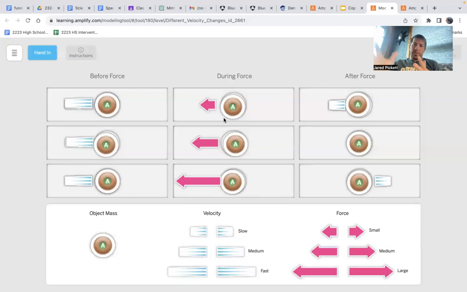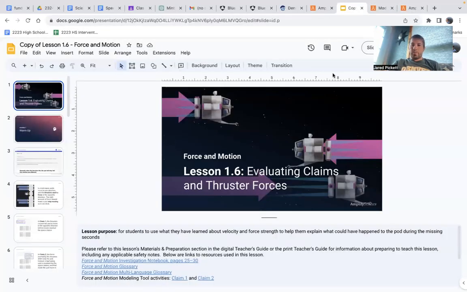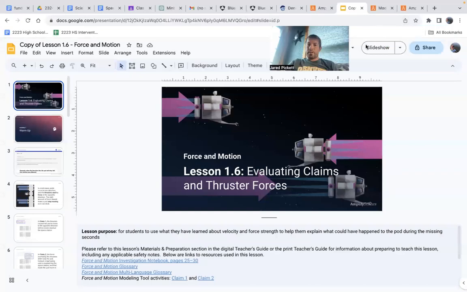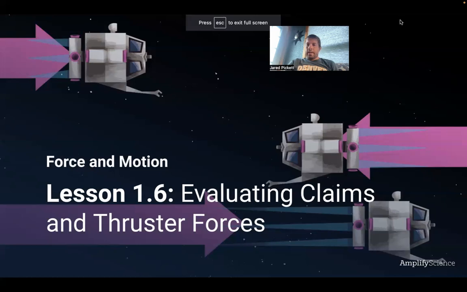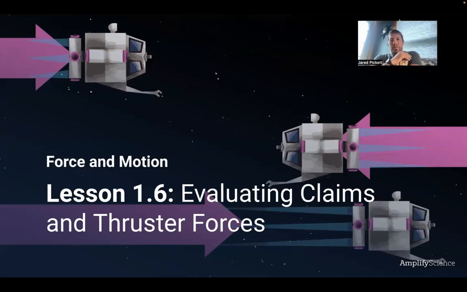Okay, so we're going to shift gears a little bit and move over to lesson 1-6. So please make your way over there. In this lesson, we're going to do a little bit more modeling of the pod activity that we started the unit with, and then you're going to have an opportunity to write.